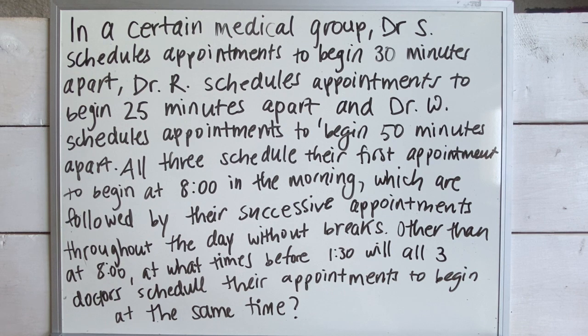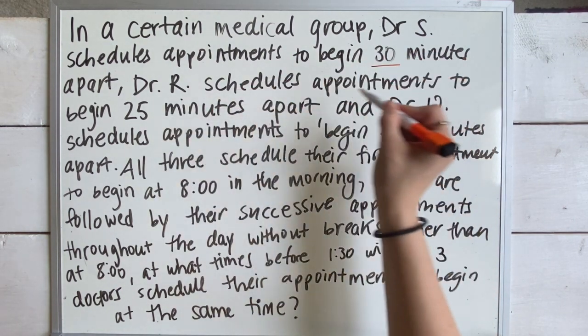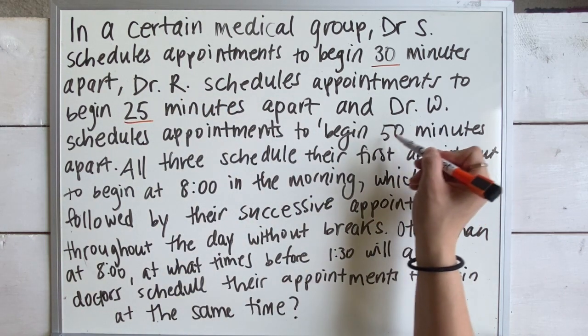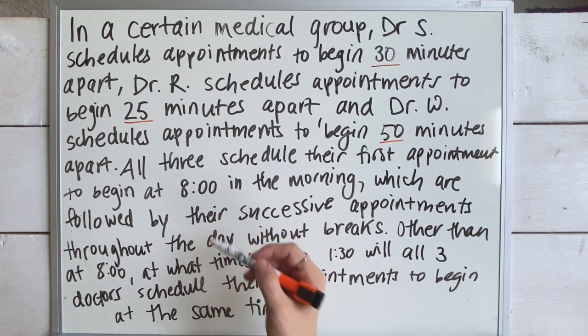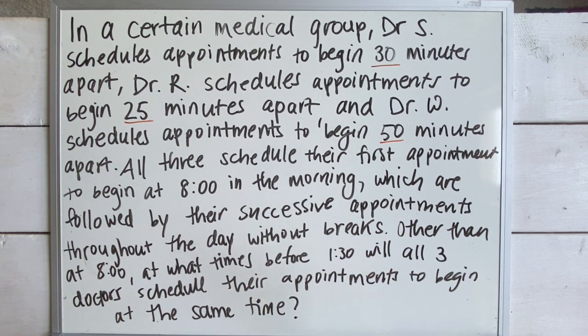Other than at 8, at what times before 1:30 will all three doctors schedule their appointments to begin at the same time? We know that this is really a least common multiple question because we have different amounts of time for each doctor. And then we want to know which times of the day they will overlap. So if we find the least common multiple, what we're really finding is how many minutes it takes for their appointment schedule to sync up again.